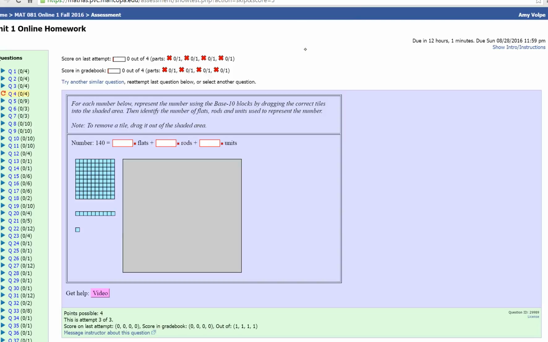Okay, so here they're given a number value and they represent it with the blocks. And then they write how many flats, rods, and units that this number is represented with or by. So in addition to having this direction, it might be nice if we had a direction where they're given the blocks and they need to fill in the flats, rods, units, and give the number.